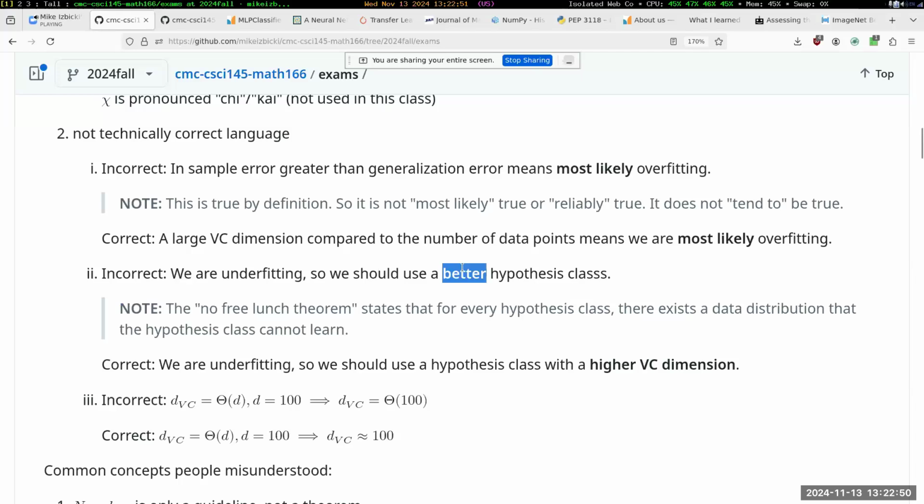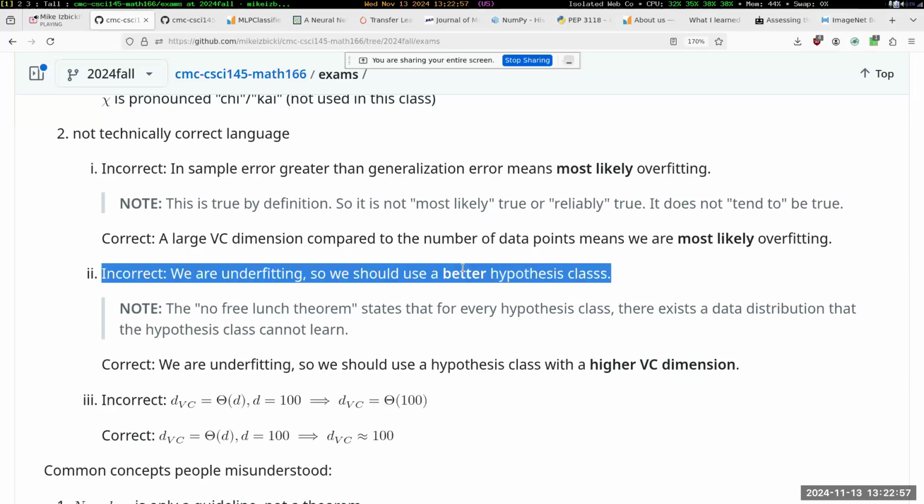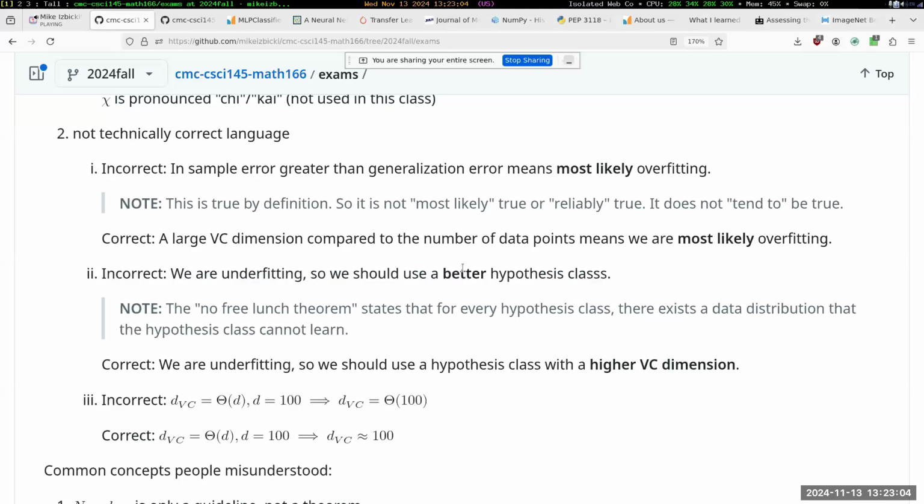So it's a very jarring mistake when I hear people say something like use the better hypothesis class, or perceptron is always better than stumps. Those are very jarring things for me to hear.